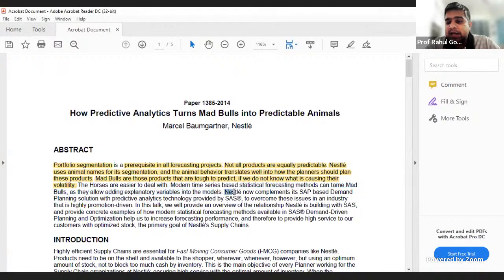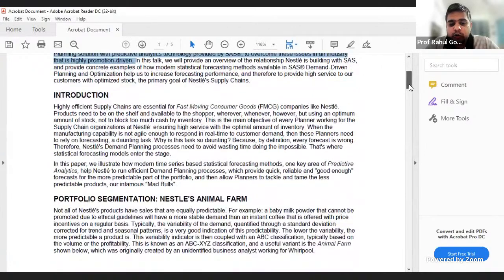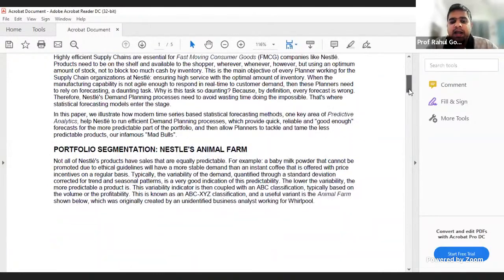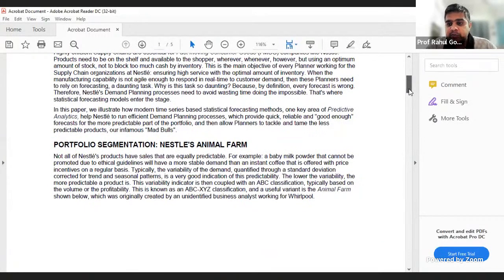So I was saying that there are some softwares. Organizations like Nestlé don't do forecasting manually in Excel files. So see, Nestlé now complements its SAP-based demand planning solution with predictive analytics technology provided by SAS, to overcome these issues in an industry that is highly promotion driven. I will not go through the whole document, but take some time and go through it. It nicely explains the kind of portfolio segmentation that we had spoken about.